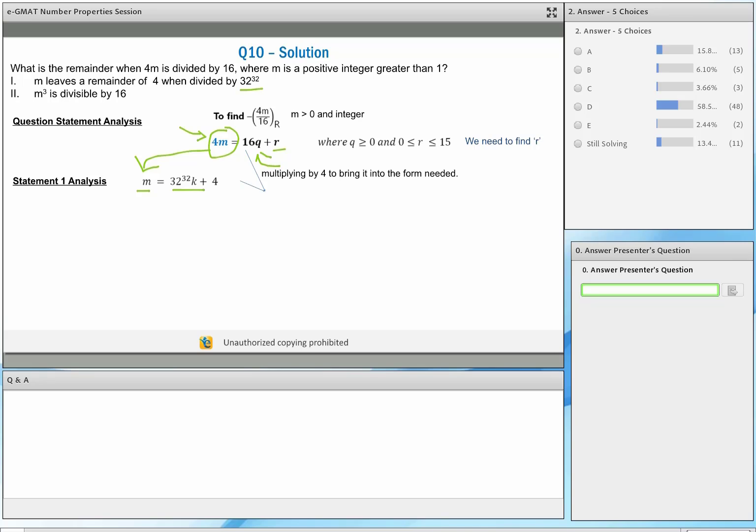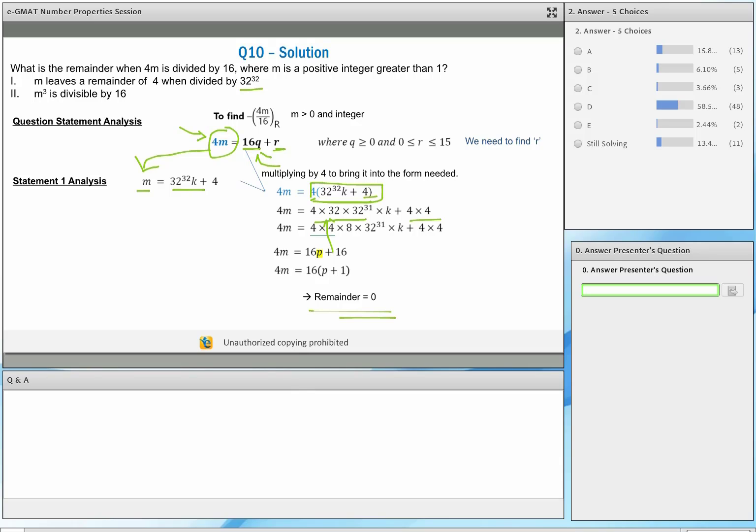4m is equal to 4 into this part here, right? Now I have to express this into two parts: one part that's divisible by 16, the other part that's not. And when I observe this, look at what I get. 4 times 32 is definitely divisible by 16. 4 times 4 is definitely divisible by 16. So essentially, this entire term over here is divisible by 16, which means that the remainder is 0, which means that statement 1 is sufficient.